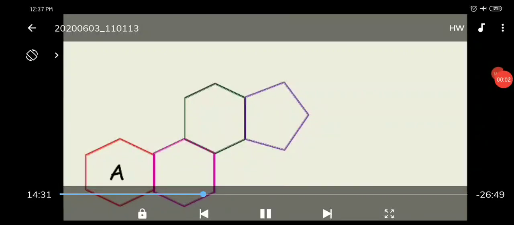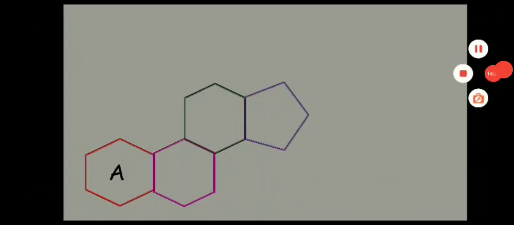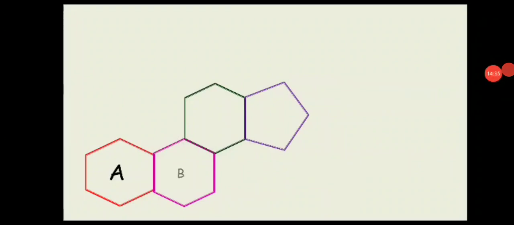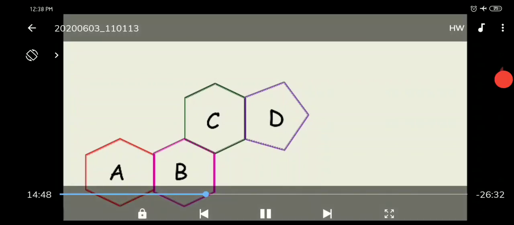The first ring is the A ring, the second ring is the B ring, the third ring is the C ring, and the fourth one is the D ring. Now you have to give a number to the carbon that is situated over these nuclei.